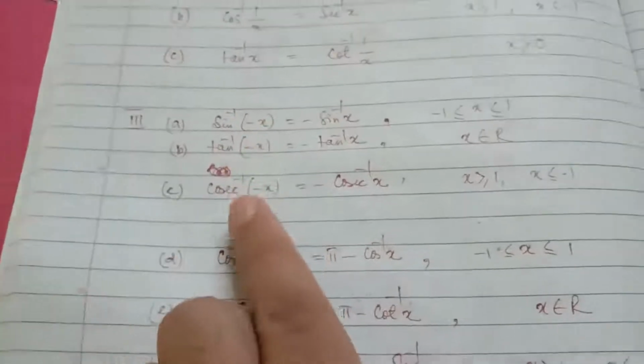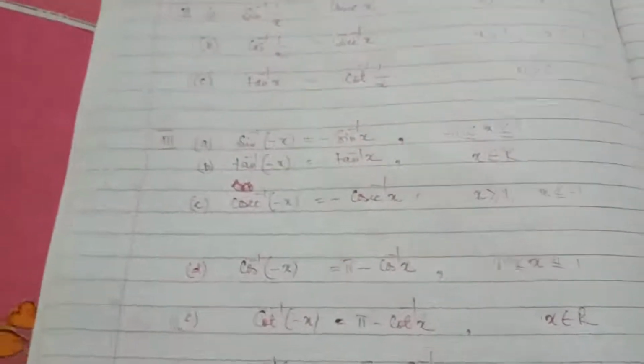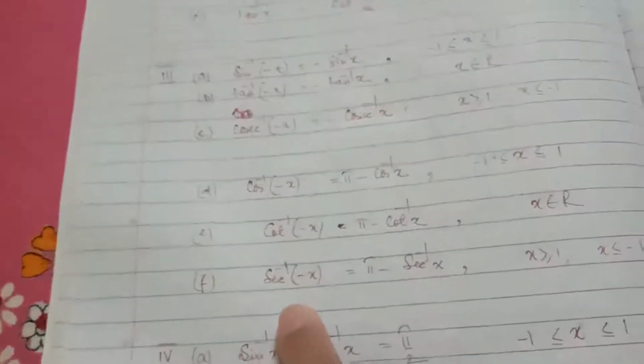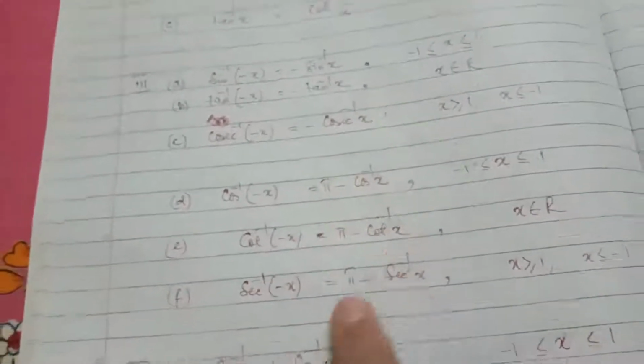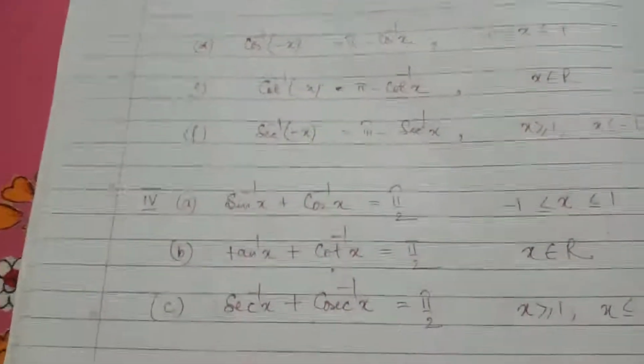Sin inverse, tan inverse, cosec inverse, it is very simple to remember. Minus will come out, and for cos inverse, cot inverse and sec inverse, it will be pi minus, pi minus, pi minus. Let's move to the next theorem.